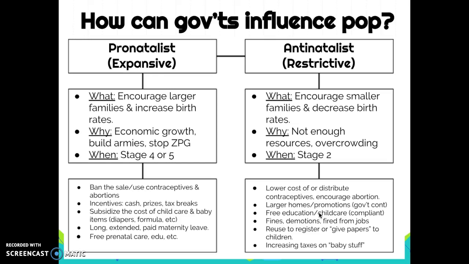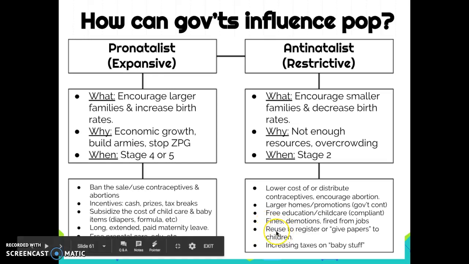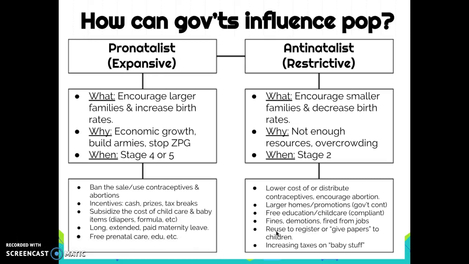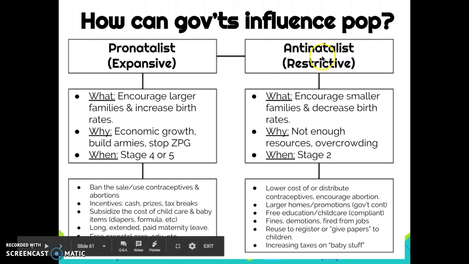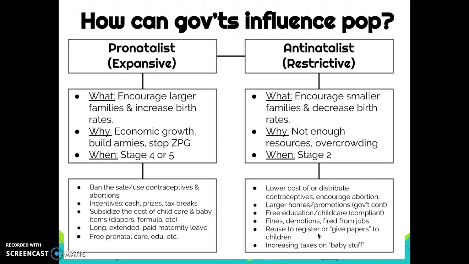Countries can also refuse to register or give papers to children. So if you have broken the population policy, the government can just choose not to issue you a birth certificate. And so this creates a massive issue for those children who are technically against that anti-natalist policy, right? Because they don't have birth certificates. Think about it, in our country, it would be like if we didn't have social security numbers.